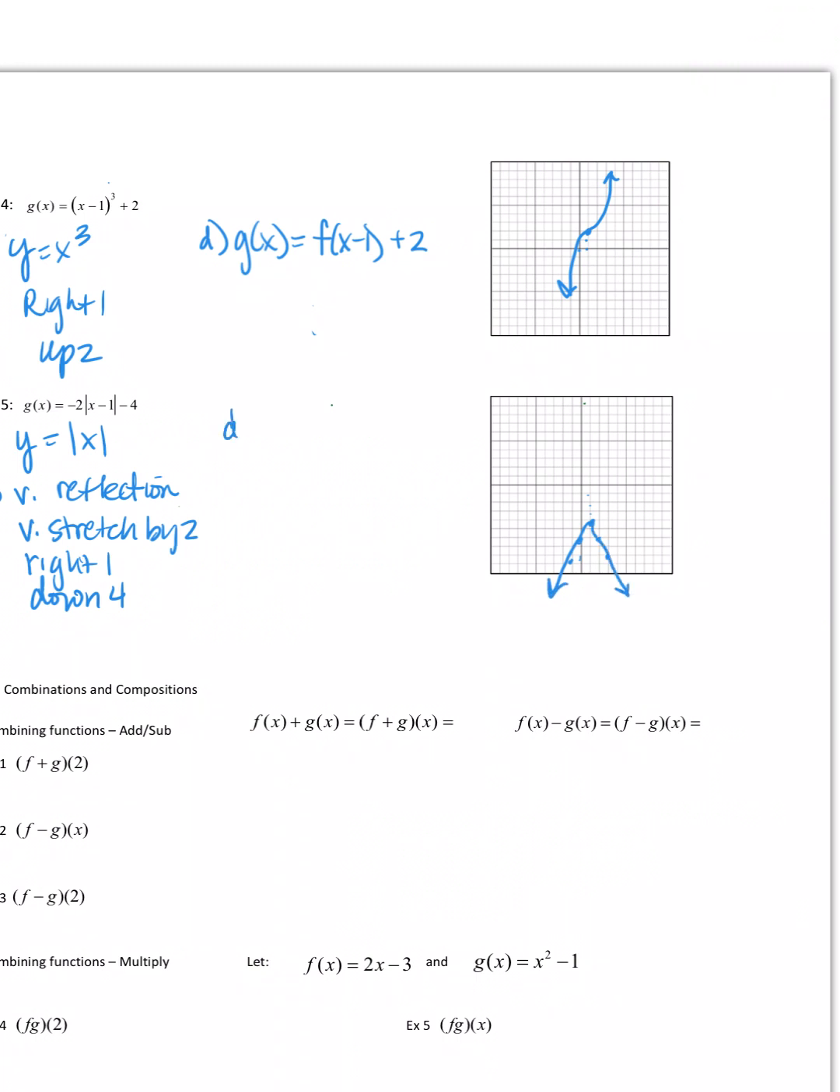And then lastly, let's do g of x. g of x is negative 2 times f of x minus 1, minus 4. So we don't need the absolute value bars because we know f of x is absolute value.